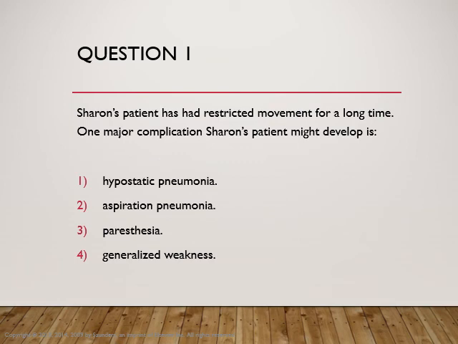Question number 1. Sharon's patient has had restrictive movement for a long time. One major complication Sharon's patient might develop is: number 1, hypostatic pneumonia. Number 2, aspiration pneumonia. Number 3, paresthesia. Number 4, generalized weakness.